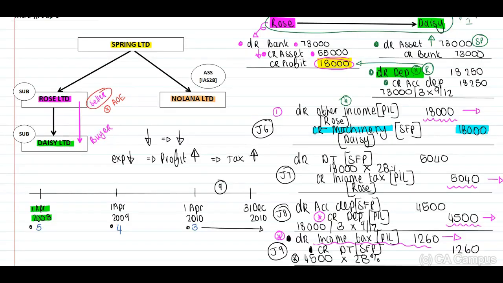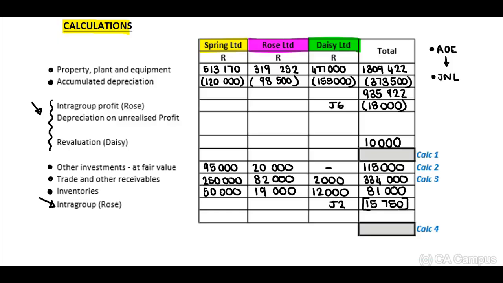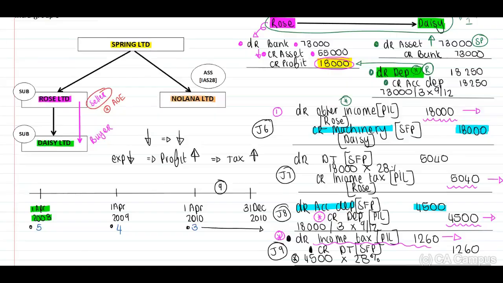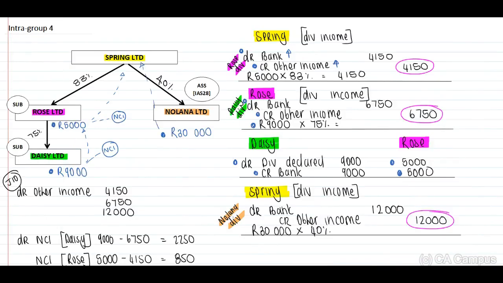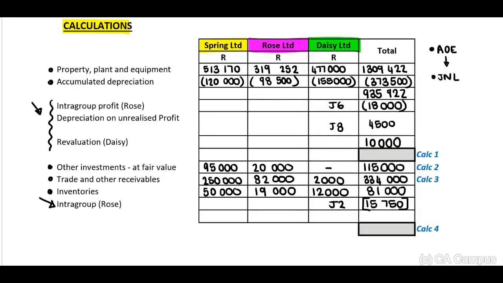Therefore, brackets. This is our journal number 6. Then when you look at journal number 7, it relates to tax. Journal number 8. We debit our accumulated depreciation 4,500. Let's transfer this. Depreciation on our unrealized profit, 4,500. Journal number 8. Journal number 9 relates to our tax. Then our next set of journals relate to our dividend. Therefore, we have completed the transferring of all of our journal entries to our calculation.